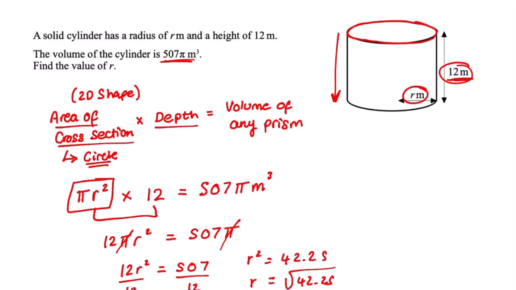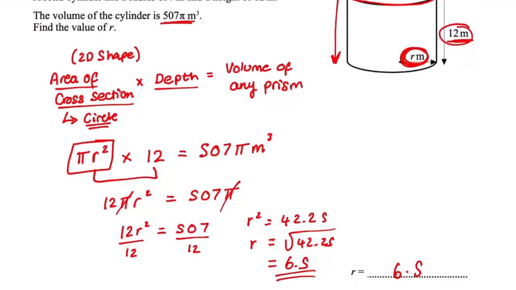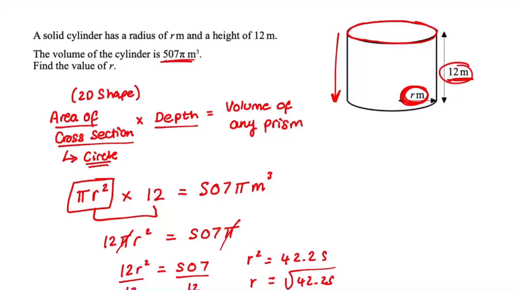When you work out the area of a circle, we need to know the radius. However, we don't know the radius. If you look at this question, you don't know the radius. That's what we need to work out. So we're just going to keep it as pi r squared. We're not going to do anything to it. And what we're going to do is multiply it by the depth, which is 12.